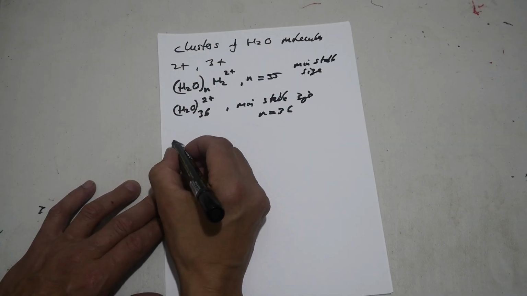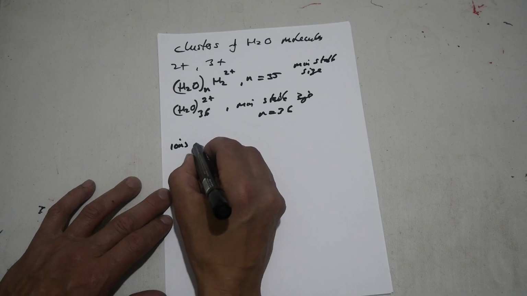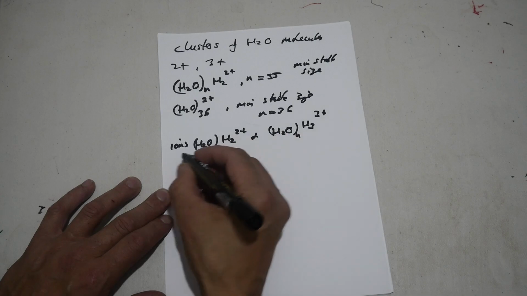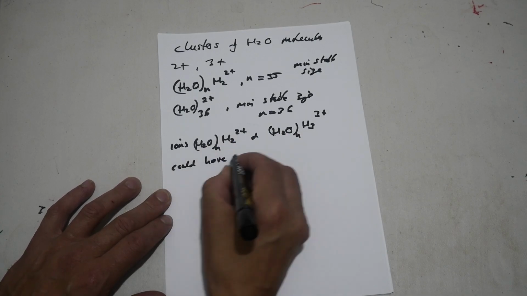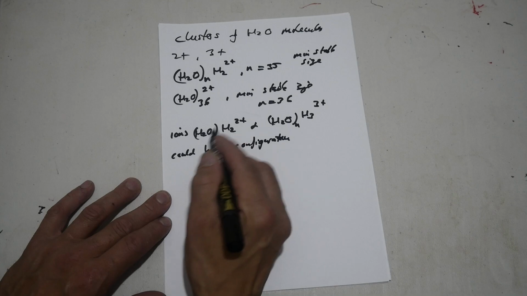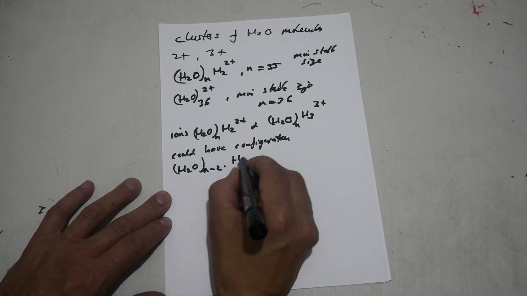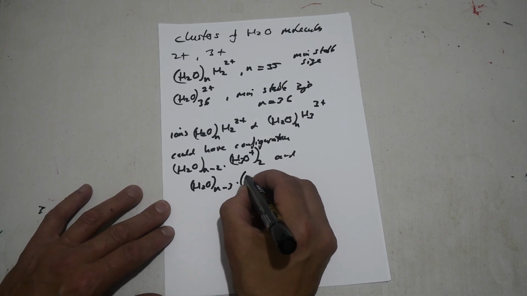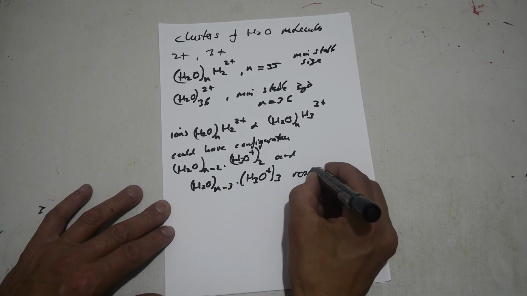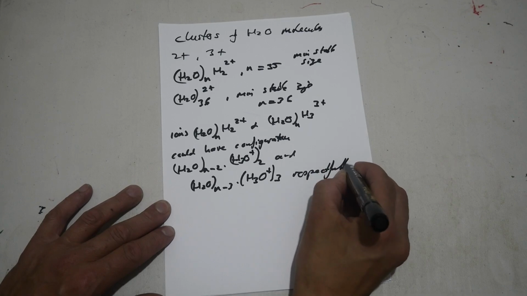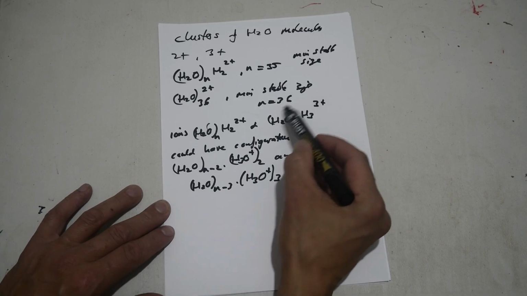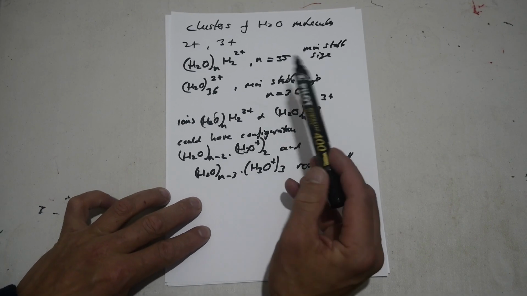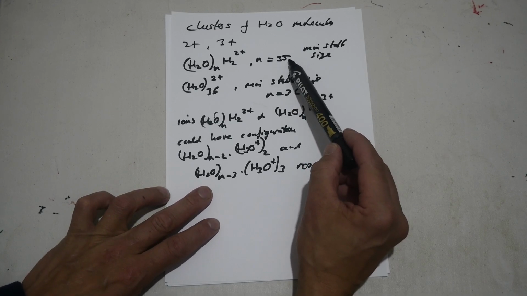So in the ions, these could have these configurations, this one and that one respectively. So this configuration like that, and that configuration like this in liquid. The N, I think, refers to the 35, 36.